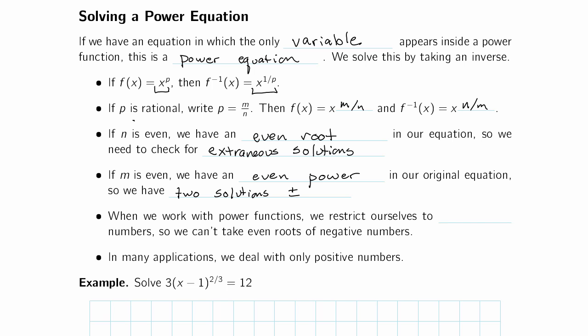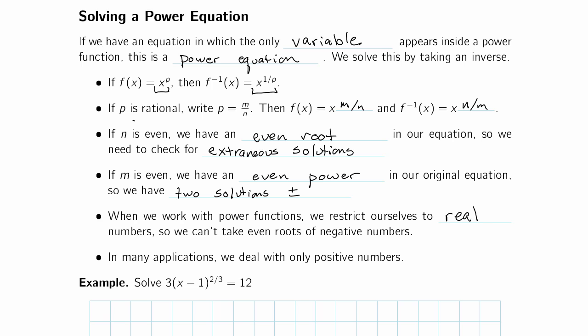When we're working with power functions, we're going to restrict ourselves to using real numbers, which means that we can't take even roots of negative numbers. We will define this later on, but it gets complicated and we're going to avoid it for now. So if we're solving one of these power equations and we find ourselves in a position where we would need to take an even root of a negative number, there's just no solution there.